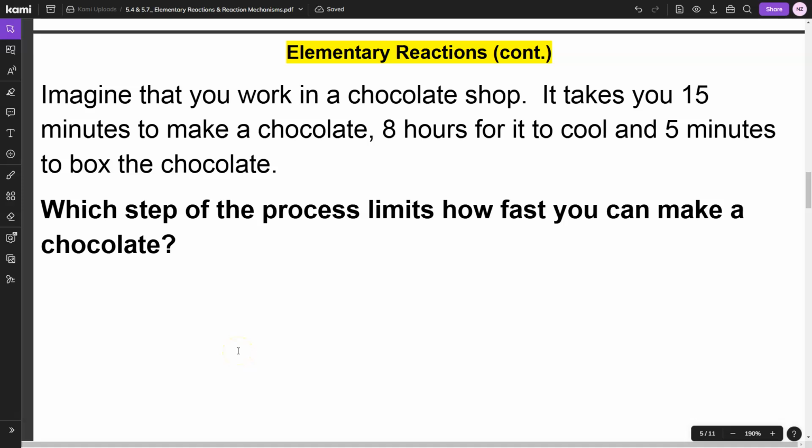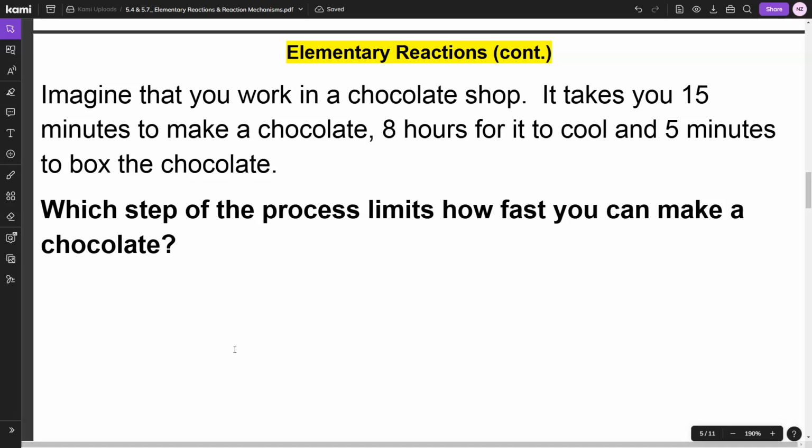All right, here we go. Imagine you work in a chocolate shop. It takes you 15 minutes to make a chocolate, 8 hours for it to cool, and 5 minutes to box up the chocolate. The question is, which step of the process limits how fast you can make a chocolate?